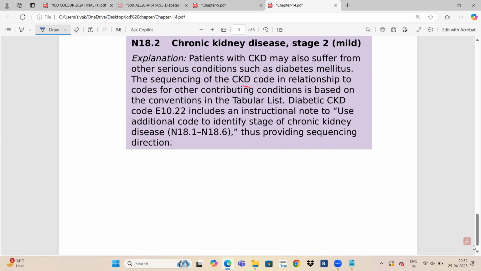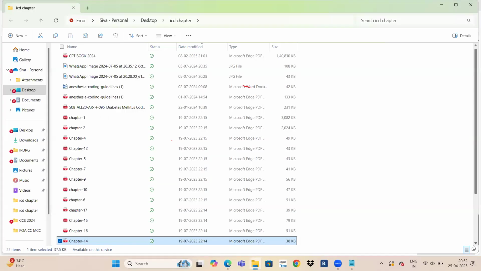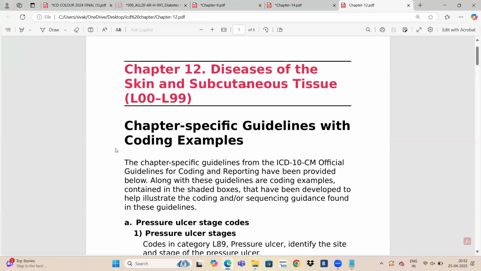When a patient has ESRD or stage 5, check for dialysis, and we need to code dialysis also. If a patient has CKD stage 4 and dialysis, can we consider it ESRD directly? No, only stage 5 and dialysis is ESRD. Other stages we should not consider ESRD, so we can code CKD stage 4 and dialysis like that.